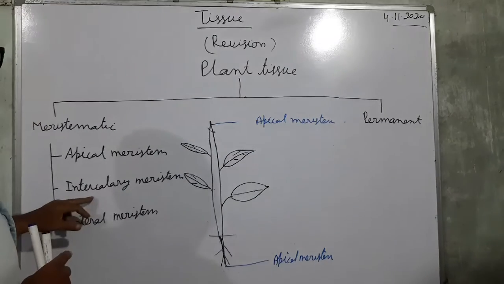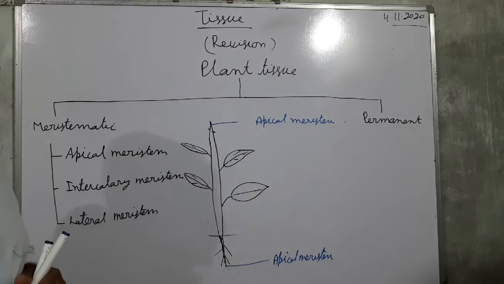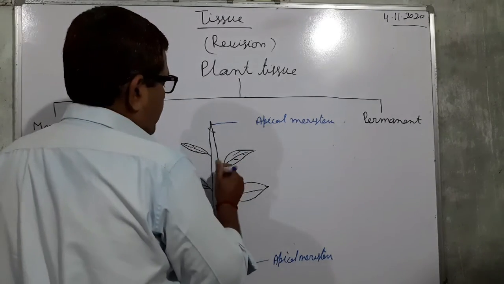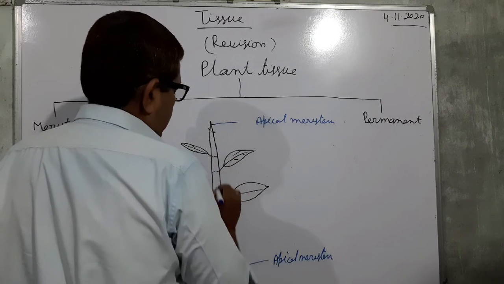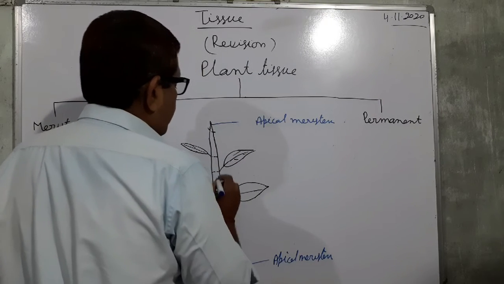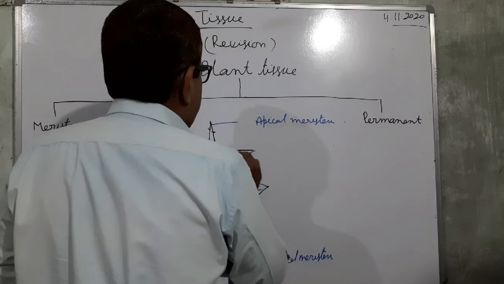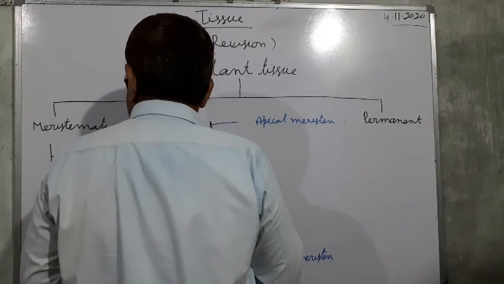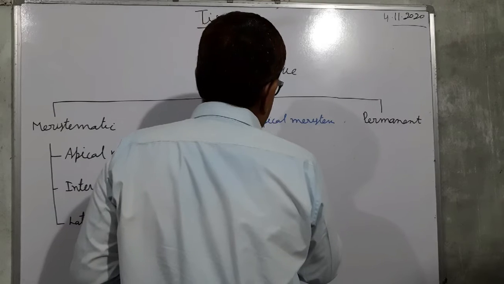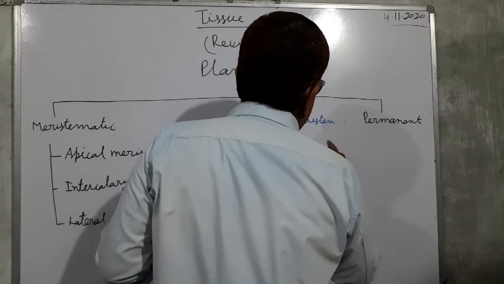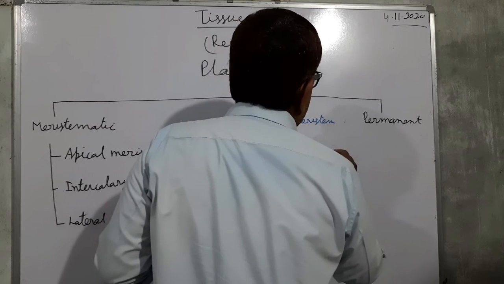And the next one is the intercalary meristem. These intercalary meristems are found at the nodes. It is also found on the petioles of the leaves. Suppose this is a node, and this is also a node. So it is found in this region. Here this is the apical meristem, and after that, intercalary meristem.